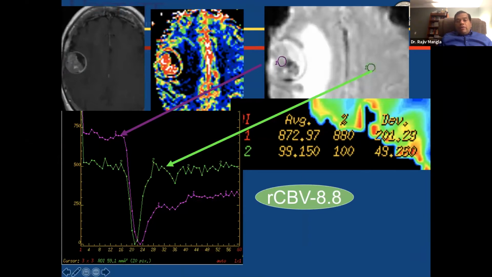And again, if we put our cursor into it, it's a very high volume. We can calculate the ratio. The number one is on the tumor, and if you see, the ratio is 8.8. So this is a very high grade glioma.